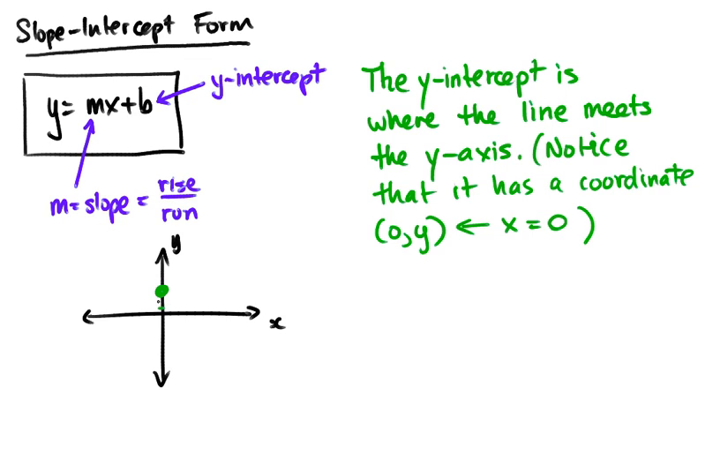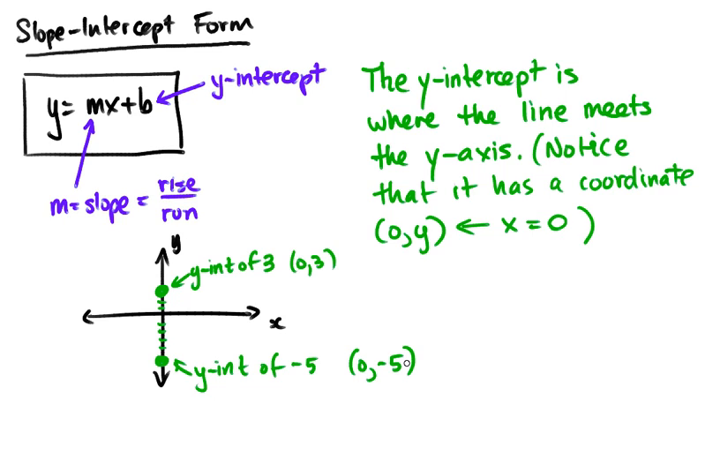So this might be up 1, 2, 3, that would be a y-intercept of 3, with a coordinate of (0, 3), or you might go down 5, 1, 2, 3, 4, down 5. That would be a y-intercept of minus 5, and it would have a coordinate (0, minus 5). And you'll notice that the x value for y-intercepts is always equal to 0.